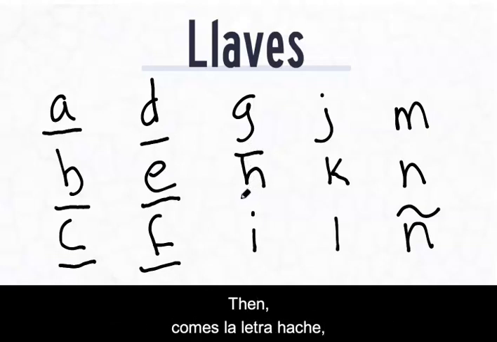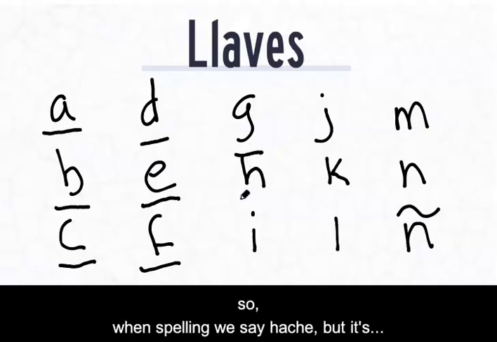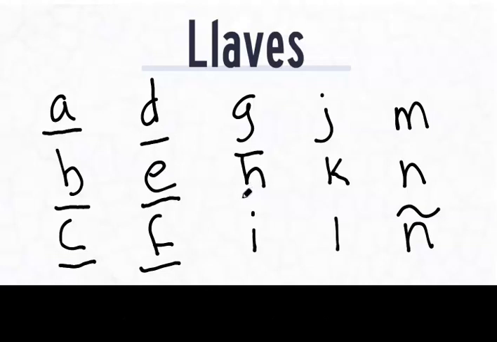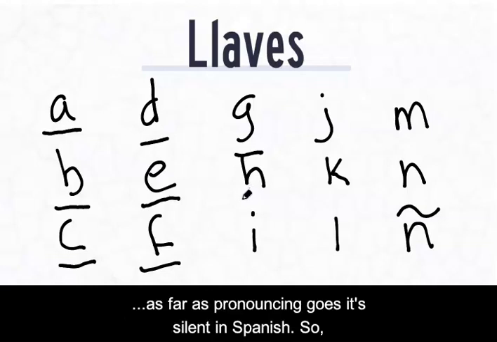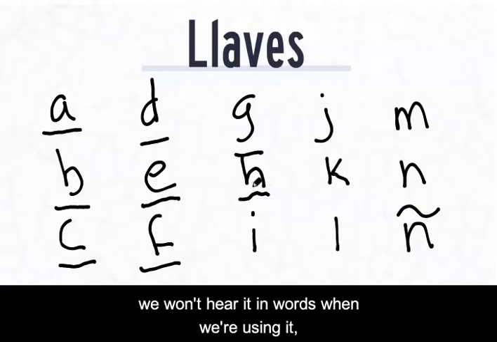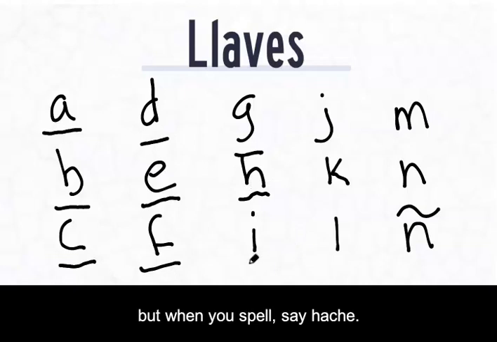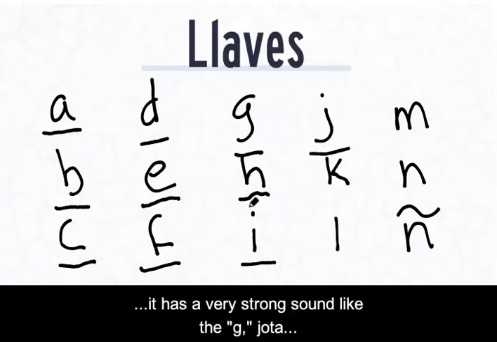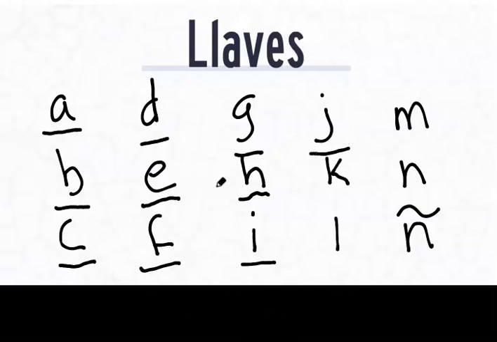Then comes la letra H. So in spelling we say H, but as far as pronouncing goes, it's silent in Spanish. So we won't hear it in words when we're using it, but when you spell, say H. Okay, then comes la letra I, o I latina. Okay, then comes J, has a very strong sound like the G, J, ja.